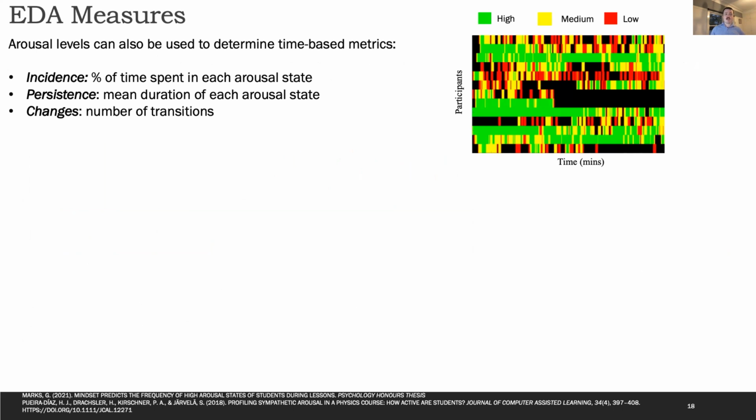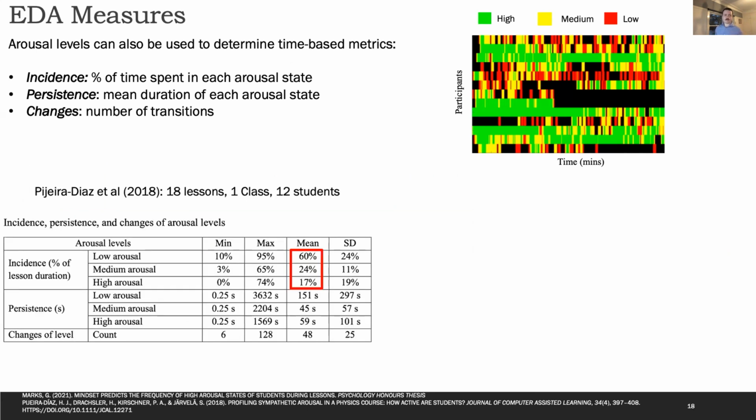One of the key metrics that I've been using in some of my studies is looking at how long people spend in each of these arousal states during learning environments and doing different learning activities. So one of the main measures I've been looking at is the incidence, and that is simply the percent of time spent in each arousal state, but also looking at things like how long these arousal states last for and how frequently people change between these arousal states.